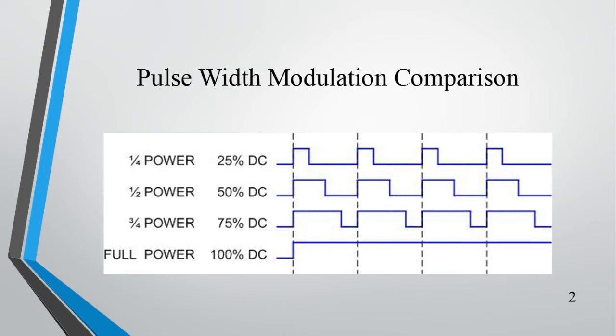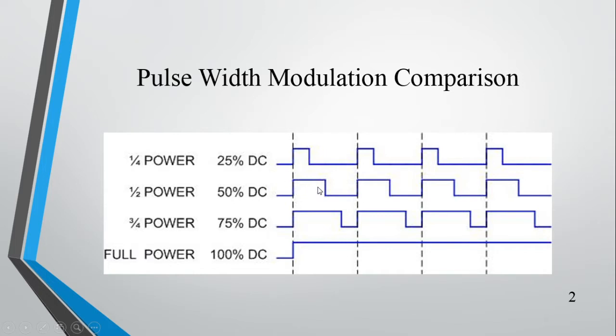So what do you mean by duty cycle? Duty cycle is nothing but on time divided by time period into 100%. So here you can see that around 1/4 of the time period it is on. That is why it is known as having 25% duty cycle.